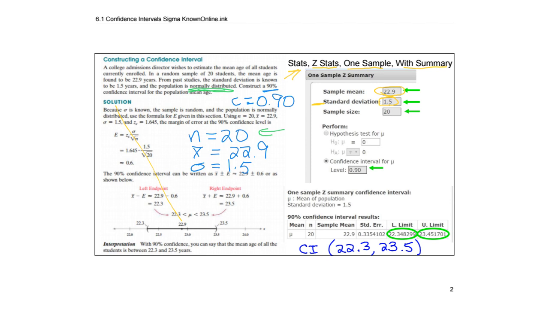The sample size, we know our sample size is 20. We have 20 students. And then we're going to come down here, click on confidence interval, and put 0.90 in because that's the confidence level we want. We want the 90%. Then we hit compute and the computer is going to do it for us. It gives us our lower limit and our upper limit. So we have 22.3 as the lower bound of our confidence interval, and 23.5 as the upper bound.